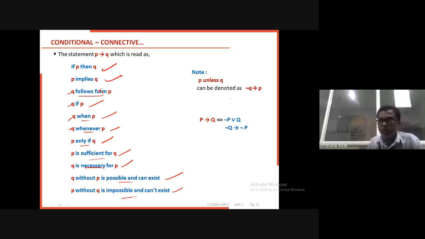Okay, and here is an important point: sometimes there is confusion, and by mistake we may use the conditional connective, but we need to use it in the proper way. Suppose you have a statement "P unless Q". It should be written as negation Q implies P. And these are the two important formulas which are equivalent to the conditional connective. P implies Q can be written as negation P or Q. Similarly, negation Q implies negation P. These two are the equivalent formulas for P implies Q.